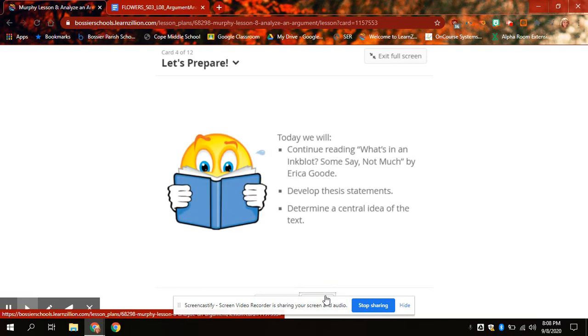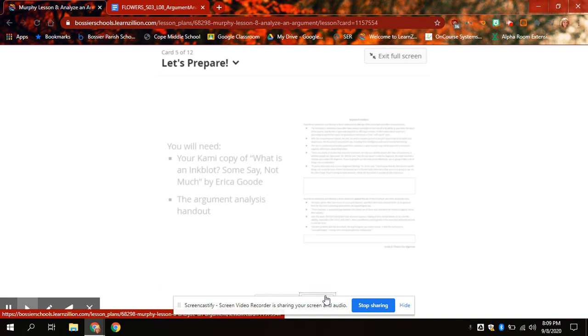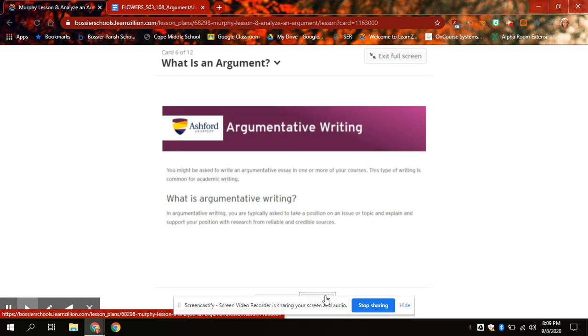Today, we're going to continue looking at What's in an Ink Blot, Some Say Not Much, but we're also going to develop thesis statements and look at argumentative essays and how to make a thesis statement for an argument. And we'll also determine the central idea of the text. So you'll need your CAMI copy of What's in an Ink Blot, Some Say Not Much, as well as the argument analysis handout.